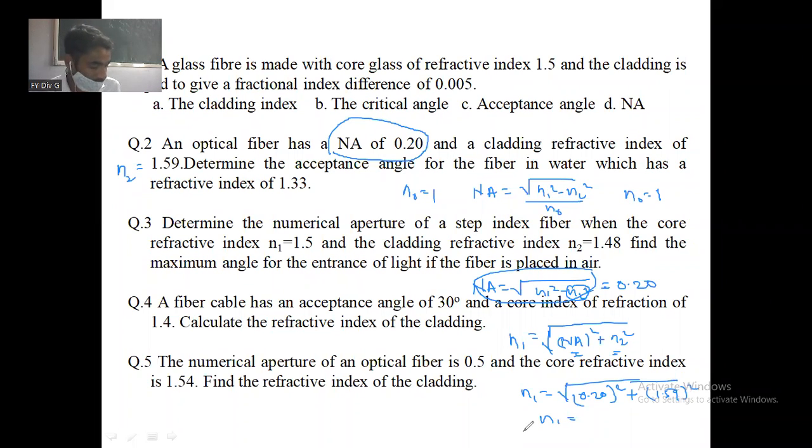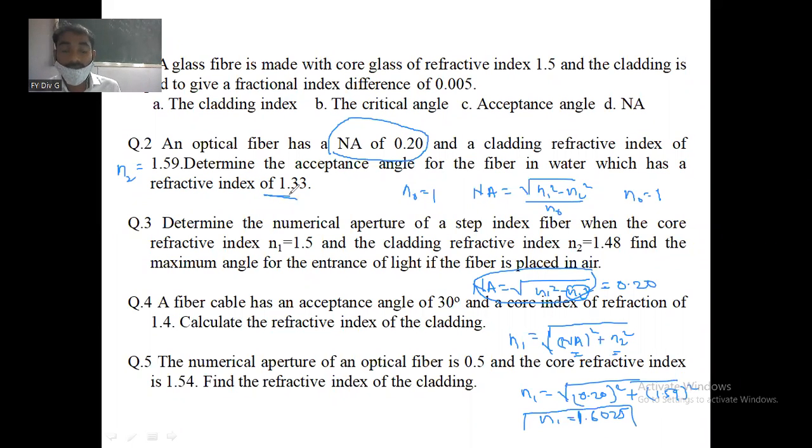0.20 चा स्क्वेअर किती येतोय? 0.04 बरोबर. n1 is equal to 1 point... 2.72. 1.6025. n1 is equal to 1.6025.